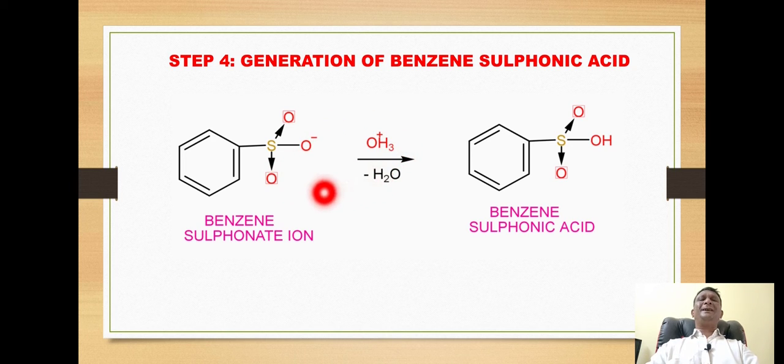So it is just an acid-base reaction where the hydronium ion acts as an acid and the benzene sulfonate ion acts as a base. This transfer of proton from the hydronium ion to the benzene sulfonate ion gives formation of benzene sulfonic acid. So dear students, in this way, benzene on reaction with sulfuric acid in the presence of an excess amount of sulfur trioxide leads to formation of benzene sulfonic acid. So that's all about the sulfonation of benzene.